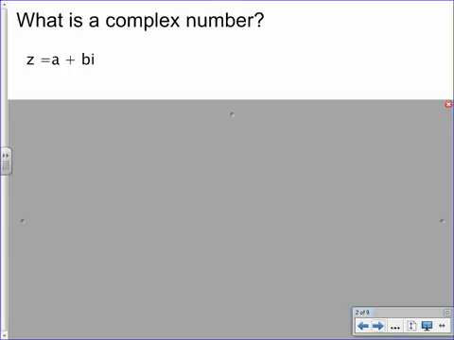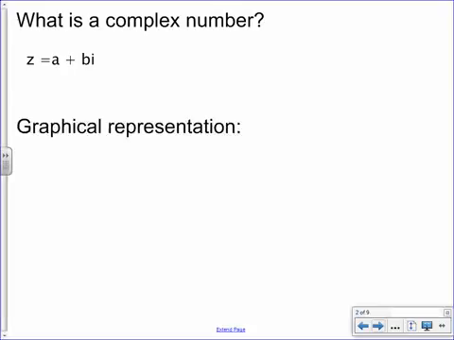Okay, we talked about complex numbers way back in chapter 2, maybe, when we talked about roots. So it's been a while. Okay? We can represent these graphically.